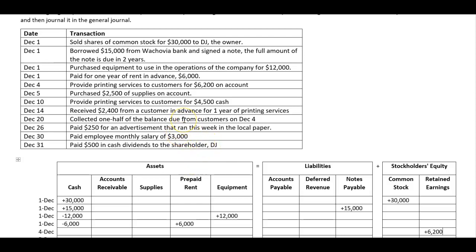Companies are the same way. They generate revenue for the entity. Therefore, it goes into retained earnings. This is the capital generated by the company itself.